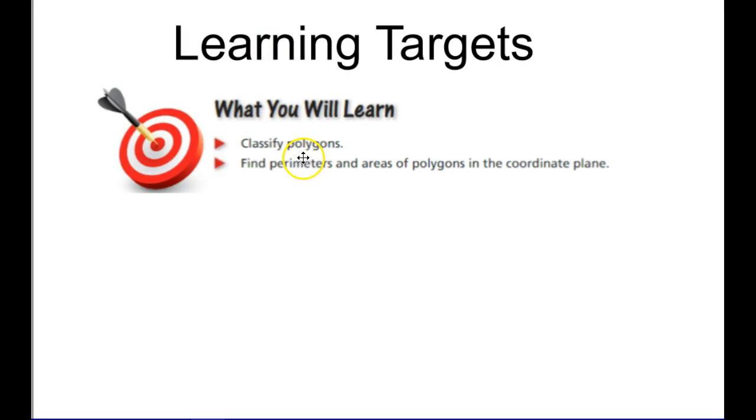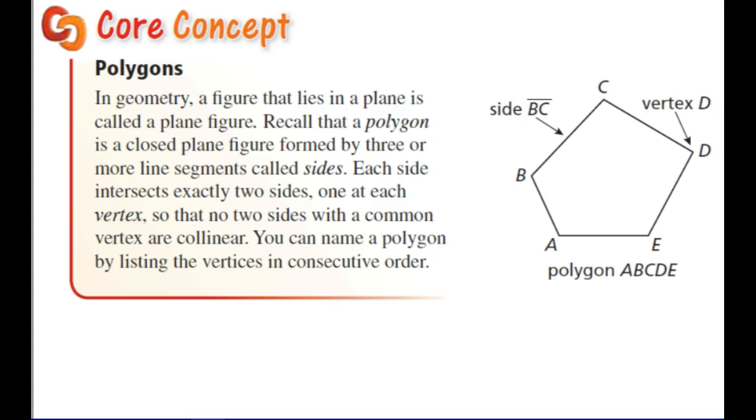is actually classifying those polygons. Then we're going to work on finding the perimeters and areas of polygons in the coordinate plane. And remember, our coordinate plane is that grid where we can graph different points. So that will also come in very handy here. So the first thing is this first core concept of polygon.